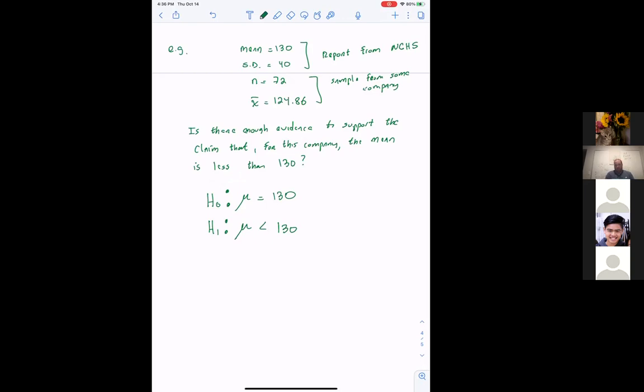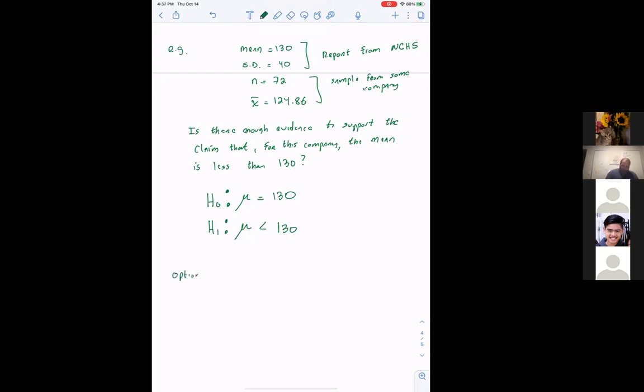Does that make sense, Cynthia? So it's not a not equals to here. We're testing whether or not the mean is less than 130. And how are we going to test that claim? Well, we took a sample of 72 people and we got 124.86. So we'll do it in a few ways. The first way is on our calculator.